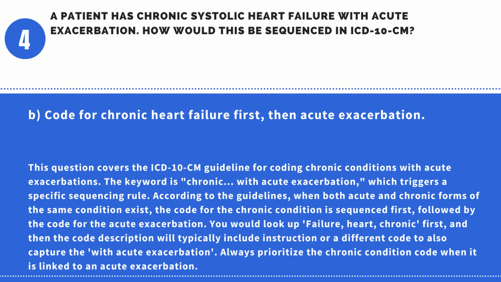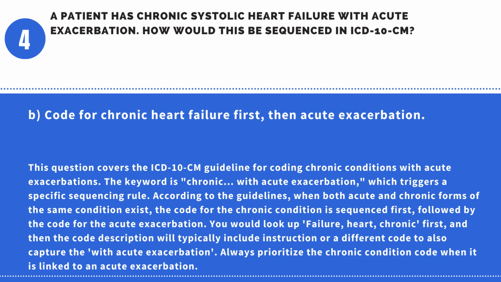Answer: B. Code for chronic heart failure first, then acute exacerbation. This question covers the ICD-10-CM guideline for coding chronic conditions with acute exacerbations. The keyword is chronic, with acute exacerbation, which triggers a specific sequencing rule. According to the guidelines, when both acute and chronic forms of the same condition exist, the code for the chronic condition is sequenced first, followed by the code for the acute exacerbation.